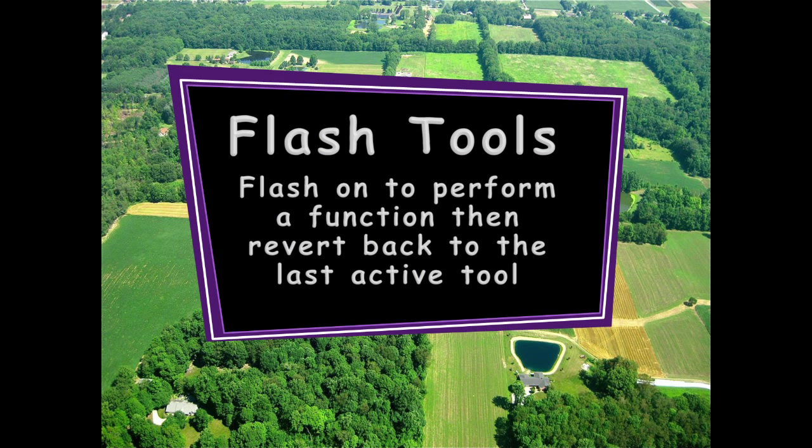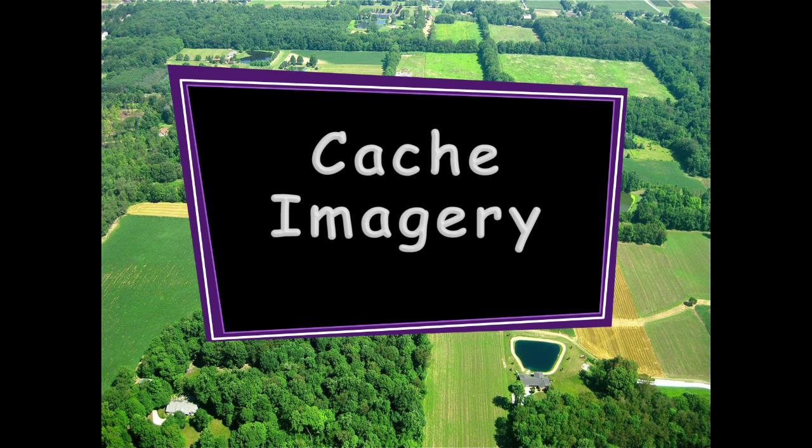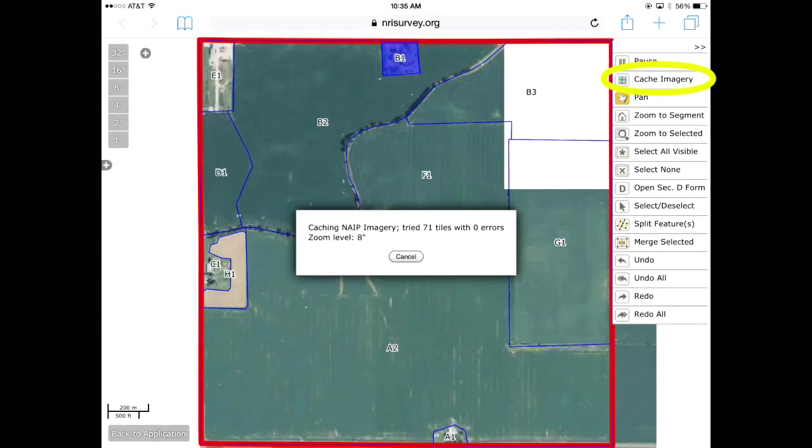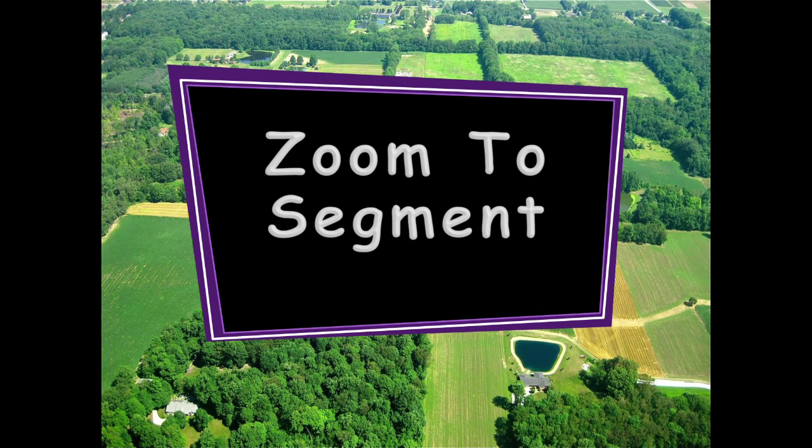All of the remaining tools are known as flash tools because they flash on to perform a function and then revert back to the last main tool. Starting with the Cache Imagery tool, which is used as part of the 5 setup steps to capture and store the imagery.